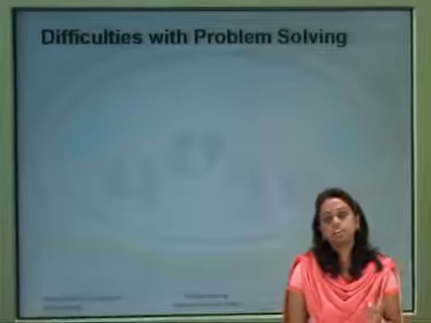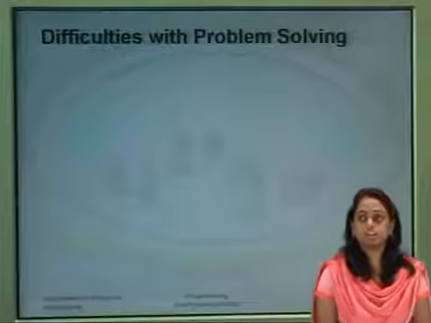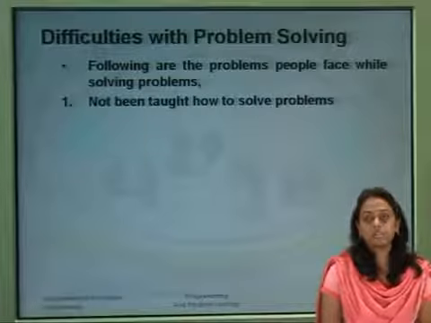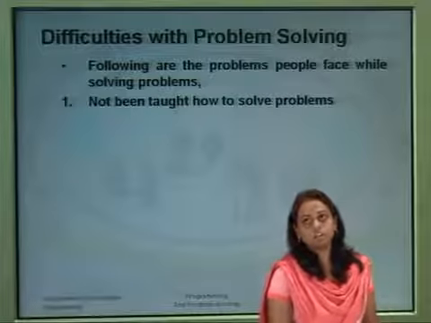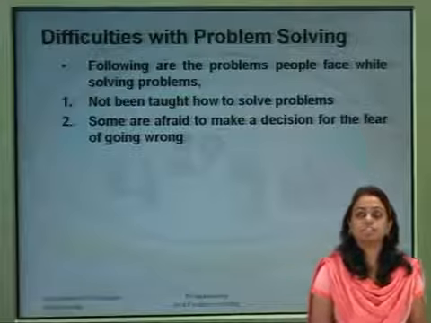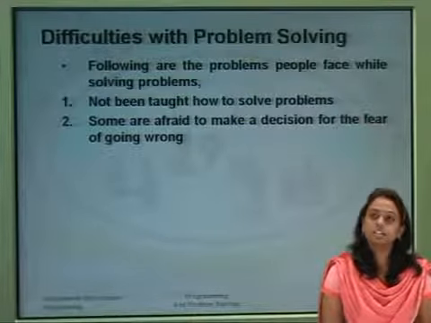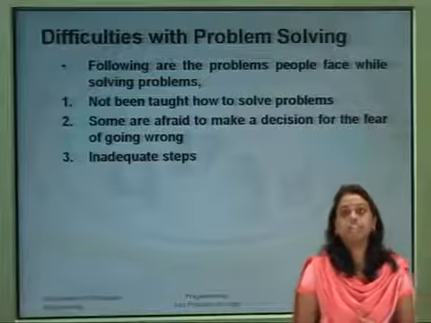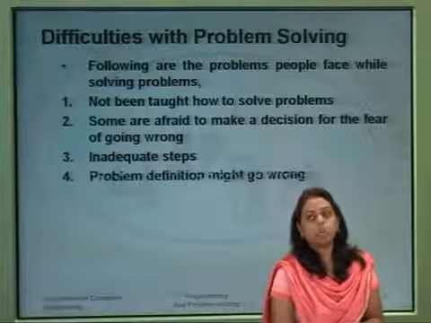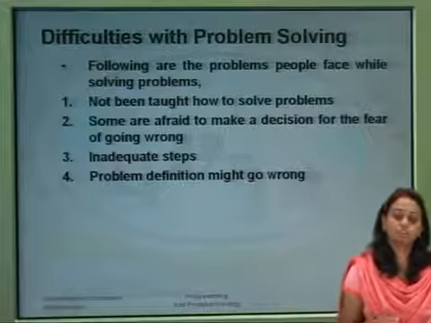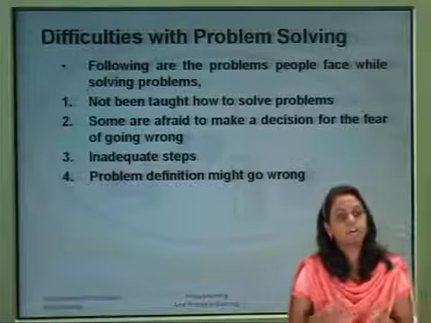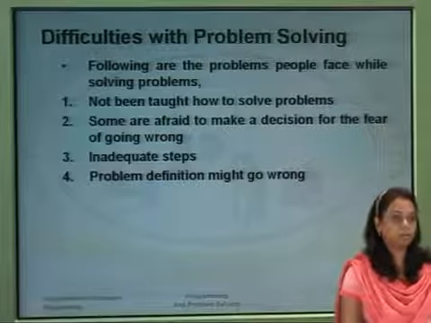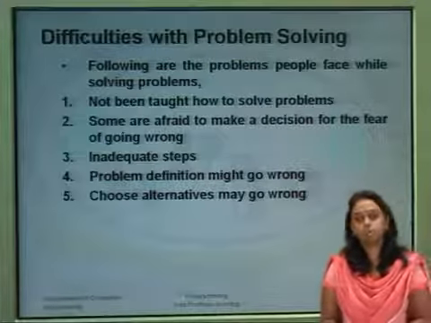Now let us see what the difficulties with problem solving are. There are a couple of difficulties. Just to list down a few: sometimes people are not taught how to solve problems. Some are afraid to take a decision for fear that it might go wrong. Then sometimes the fifth step of listing down the instructions might be inadequate. Problem definition itself might go wrong, so the what to be done itself goes wrong. That's why however much money you spend on how to do it, it's of no use because you are solving the wrong problem. Next, choosing the alternatives may go wrong.